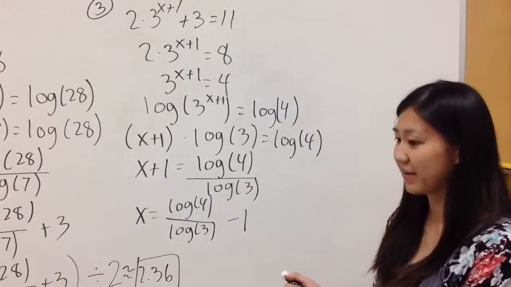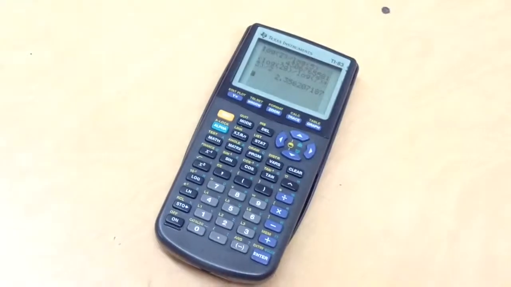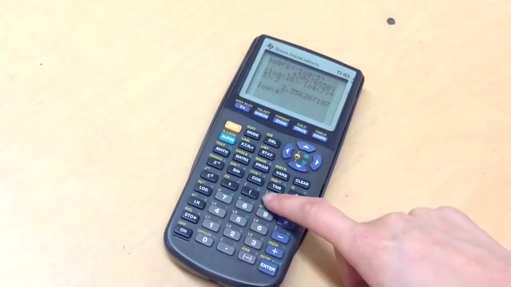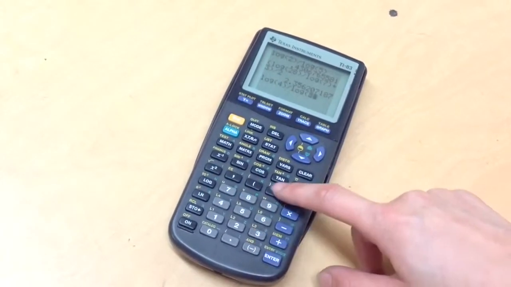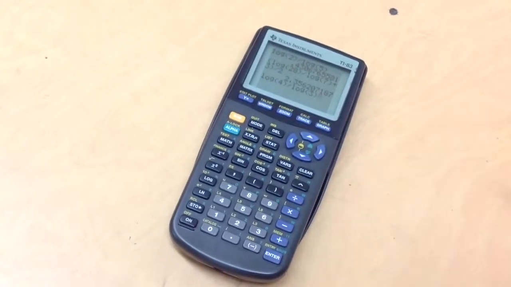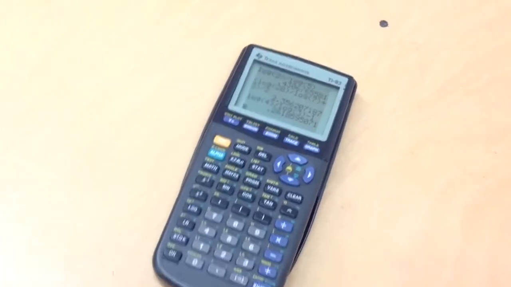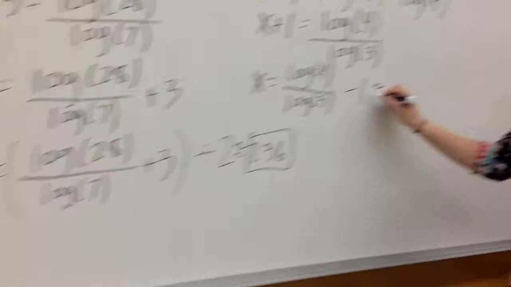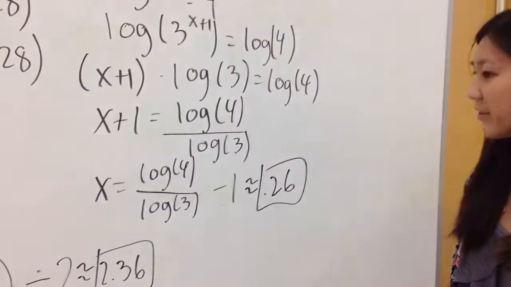So I'm going to show you how to do that in the calculator once more. In the calculator, we're going to do log of 4, and your parentheses, divided by log of 3, and your parentheses, and then we subtract 1. And it's about 0.26. So this thing here is about 0.26. That will be our answer.